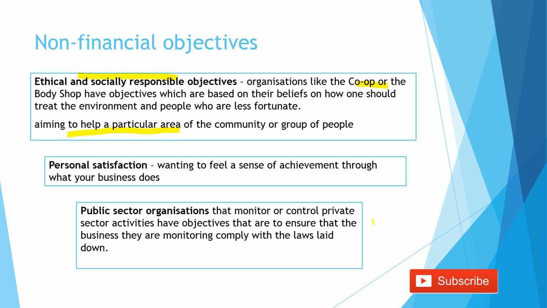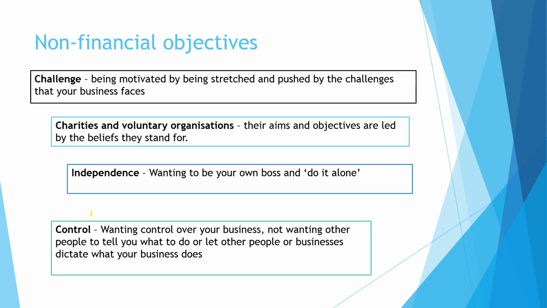And health and hygiene might have an objective to visit 100 restaurants and takeaways in a month to ensure that they are all meeting the hygiene standards. So there are a number of non-financial objectives that a public sector organization could have. Challenge, being motivated by being stretched and pushed by the challenges that your business faces.